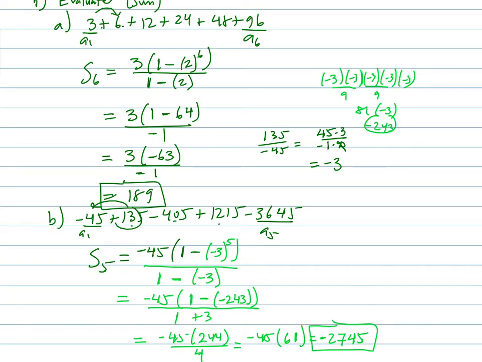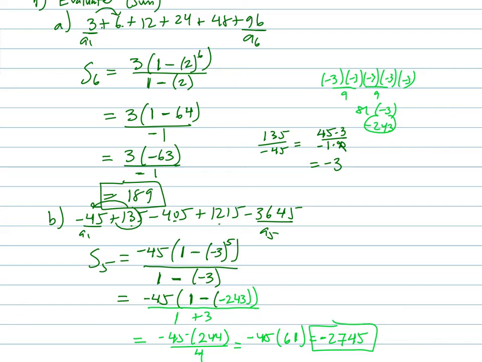Negative 3 is our r. So be very careful here. Put the negative 3 inside the parentheses. Negative 3 to the nth power, so 1, 2, 3, 4, 5. They give me 5 terms, so there we go. All over 1 minus r. And again, r is not 3, r is negative 3. So put that in parentheses. Okay, so again, let's be careful with this. Negative 45. Again, take care of the exponent first.